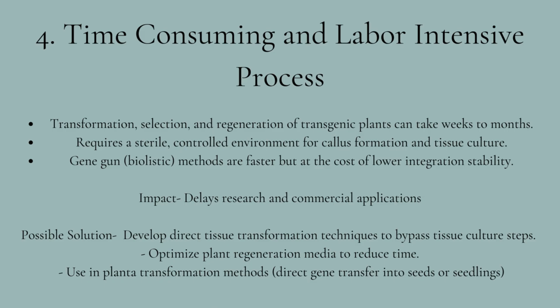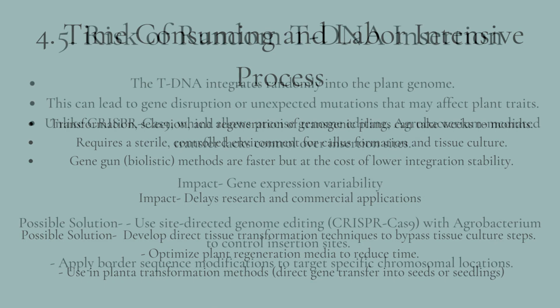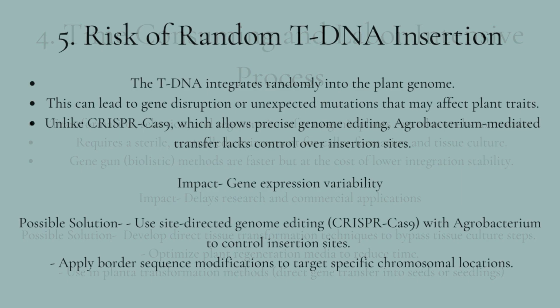So the solutions would be using direct tissue transformation techniques to bypass lengthy tissue culture steps. Also using optimized plant regeneration media to speed up growth and recovery. Thirdly, using in planta transformation, that is direct gene transfer into seeds or seedlings to avoid prolonged callus formation. Here, the impact is that faster transformation methods can accelerate research and commercial applications, making genetic engineering more efficient.